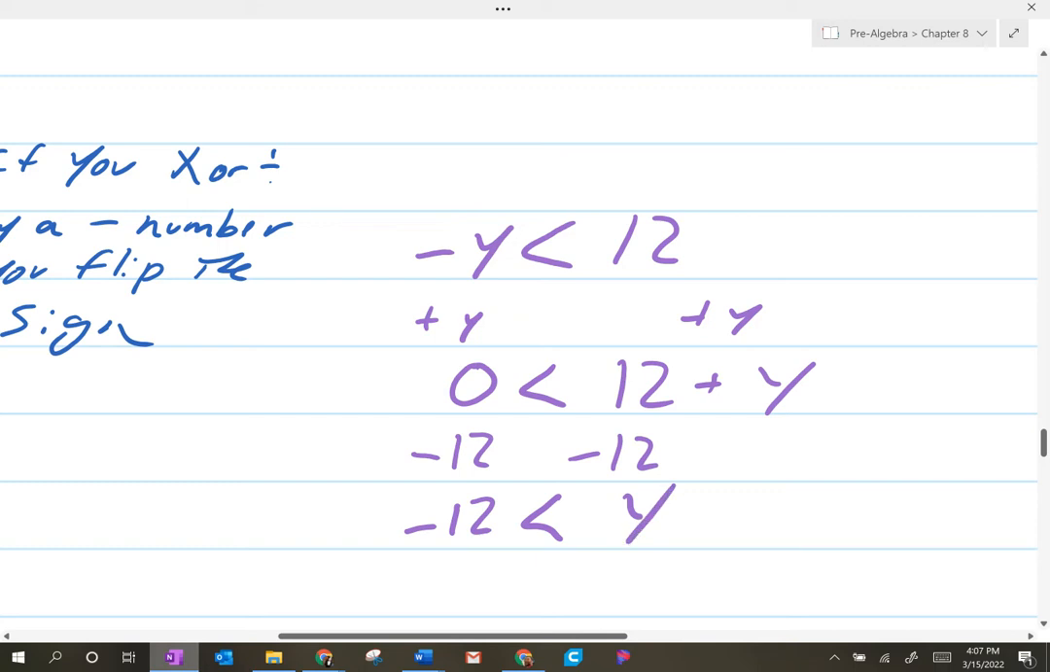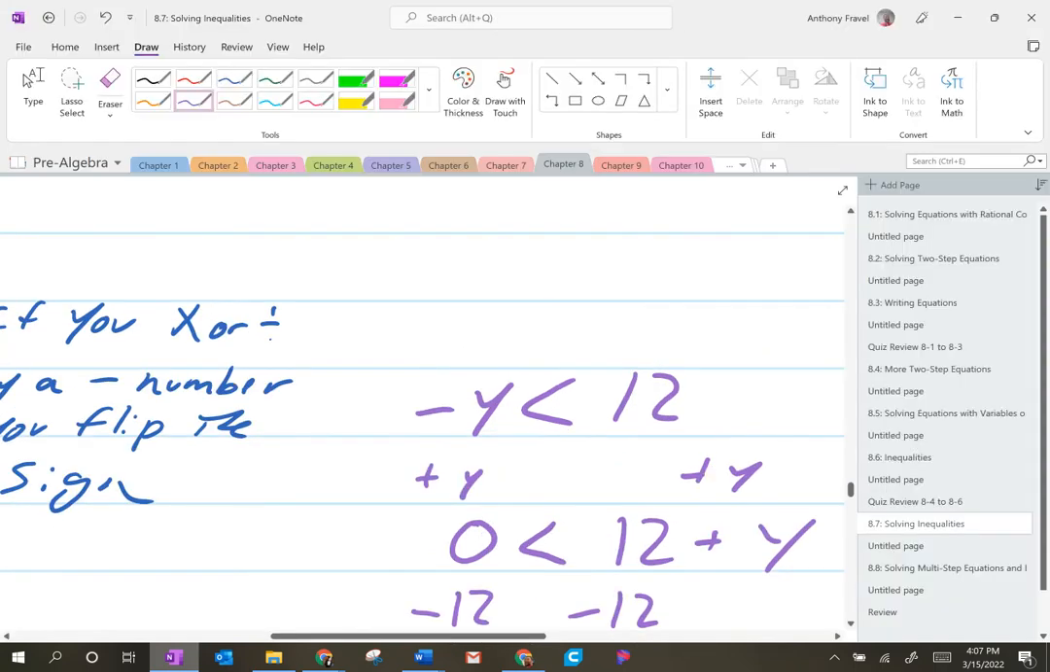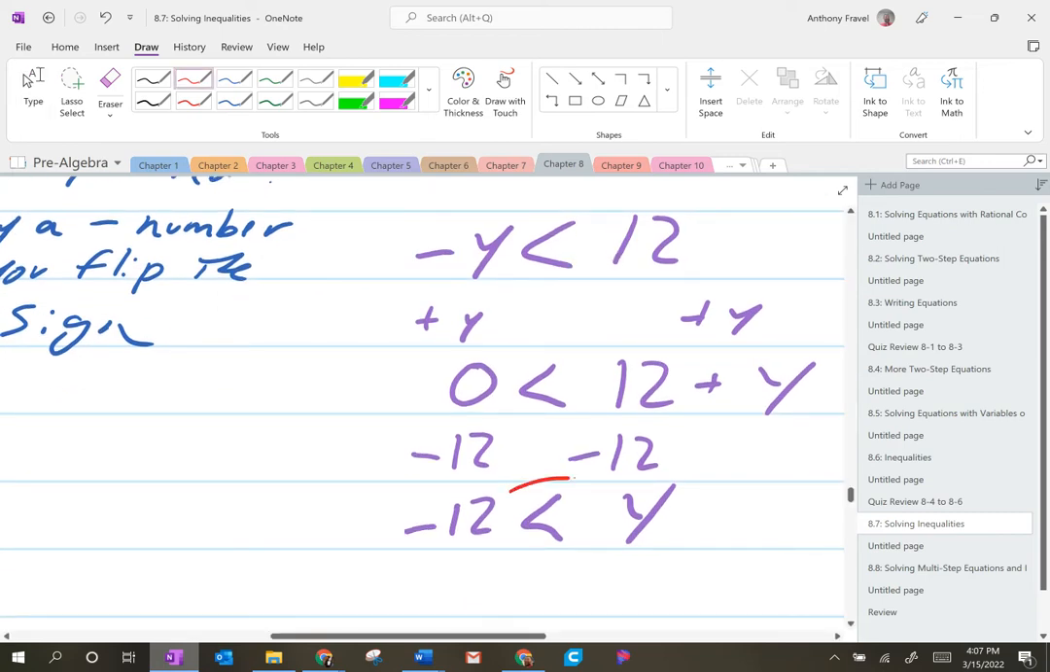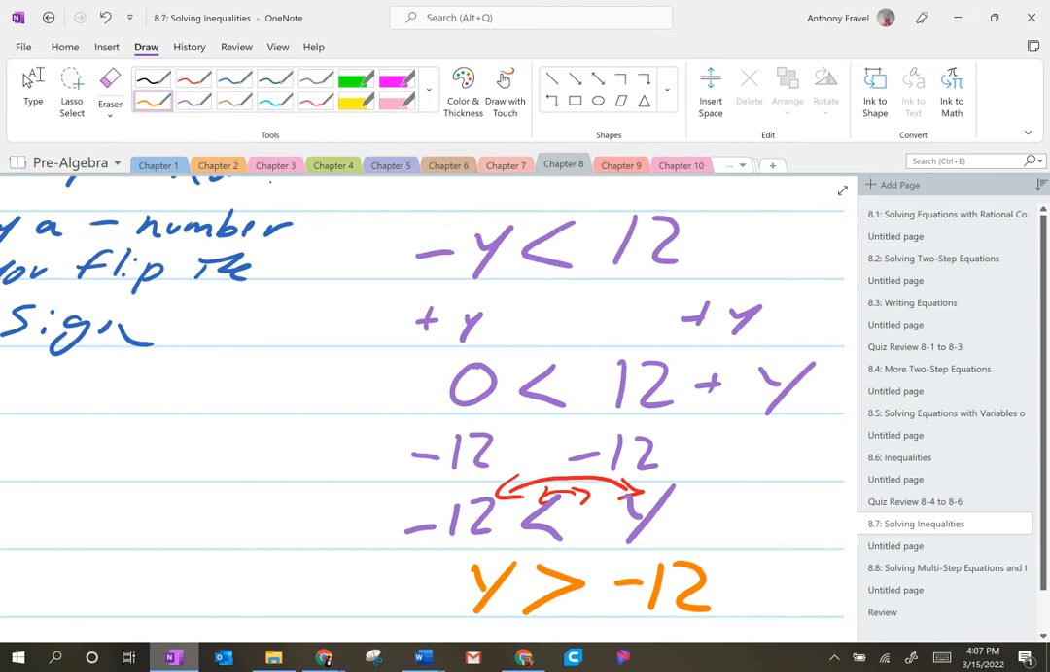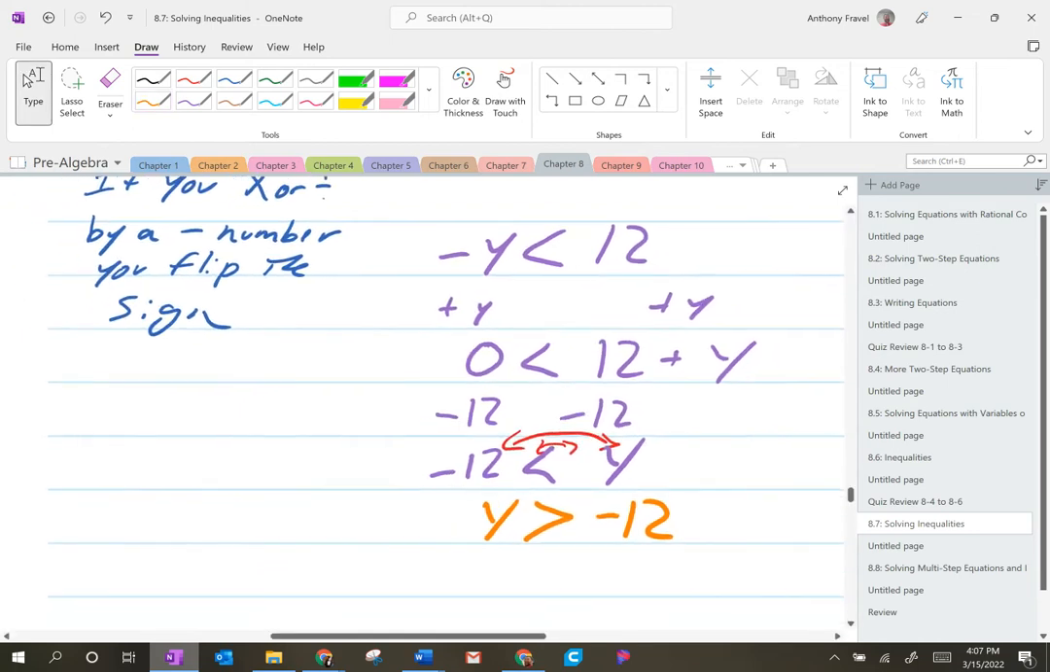And then remember, I always want to have my variable on the left-hand side. So I'm going to flip-flop those signs. I'm going to flip these from both sides, and I'm going to flip this around as well. So it is opened up to the y on that one. So I get y is greater than negative 12. Again, without having to do any division, all I did was add, subtract, and move things around, and I got y is greater than negative 12.